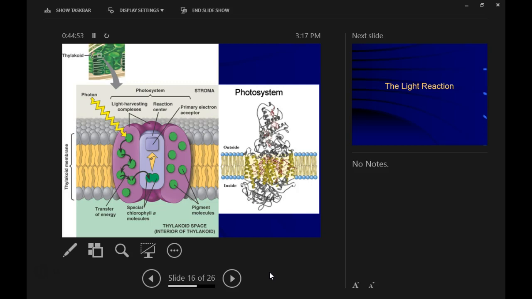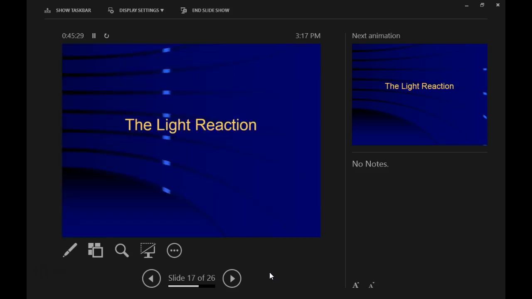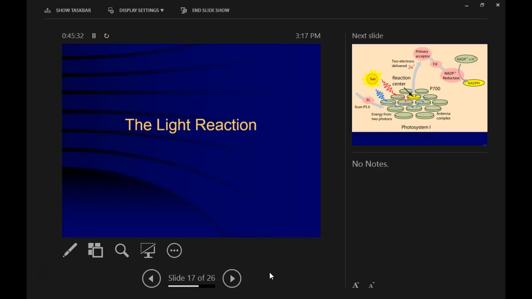Okay. Now we're going to look at how the light reaction works. Remember, the big thing about the light reaction is we're going to take this light energy and convert it into chemical energy. Now, we call this the light reaction. The light reaction is light dependent. It can only occur when it is exposed to light. So sometimes we call this the light dependent reaction.